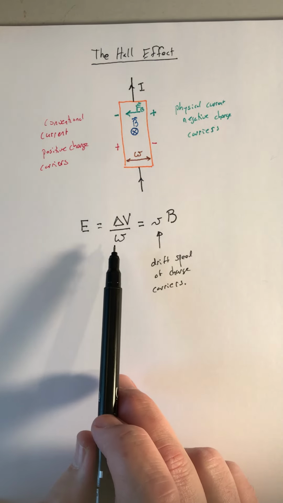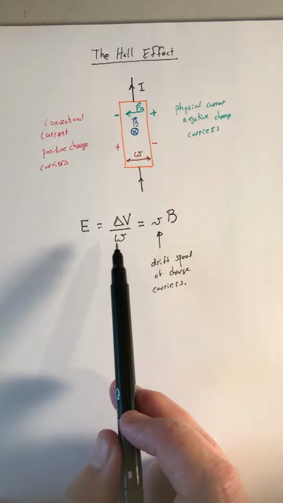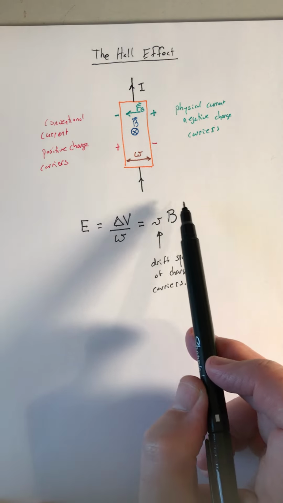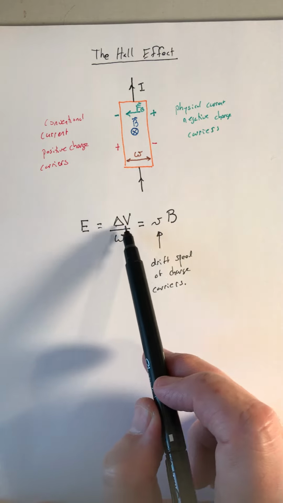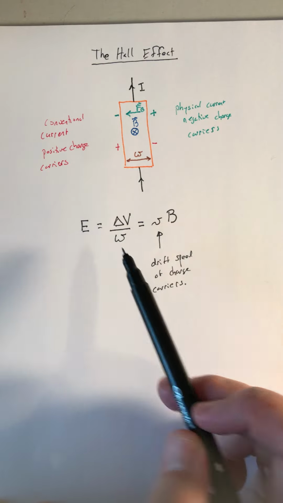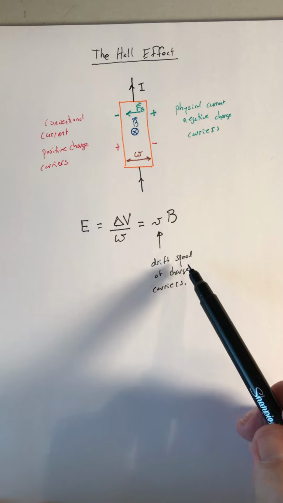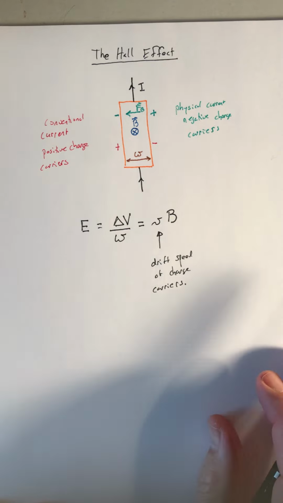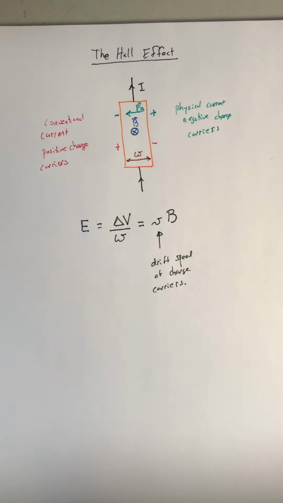So in a Hall effect experiment, you would measure W, the width of the conducting sample. You would know the magnetic field you're applying. You read off what the Hall voltage is, and that gives you a measurement of the drift speed and the characteristics of that particular conductor.